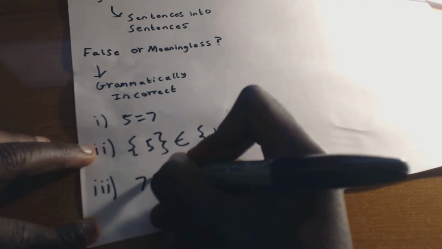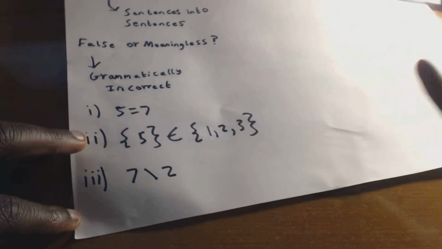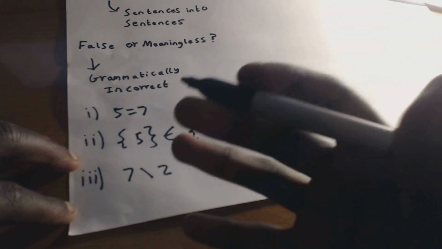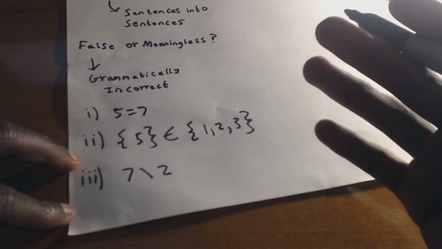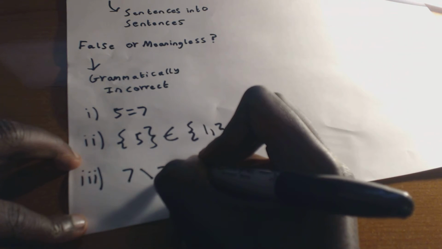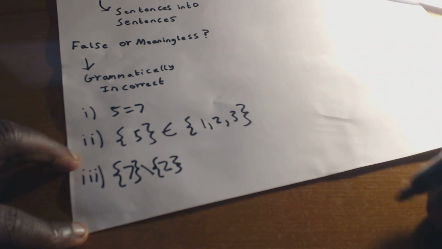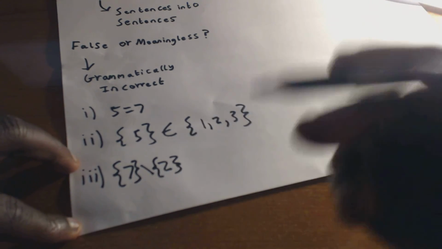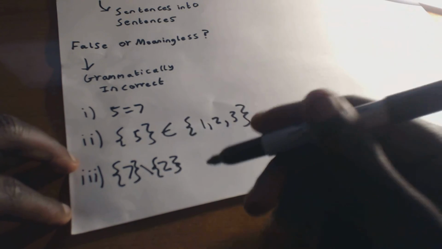Something that would be meaningless would be something like 7 set difference 2. Like I said before, these operators take sets and turn them into sets, so we need to have sets on either side in order to be mathematically correct. So this is meaningless. In order to make it meaningful, 2 and 7 would need to have set brackets around them, and now this is a meaningful sentence. We would define this as the set {7} set difference the set {2}, which is trivial, but nevertheless it would be defined as a set.